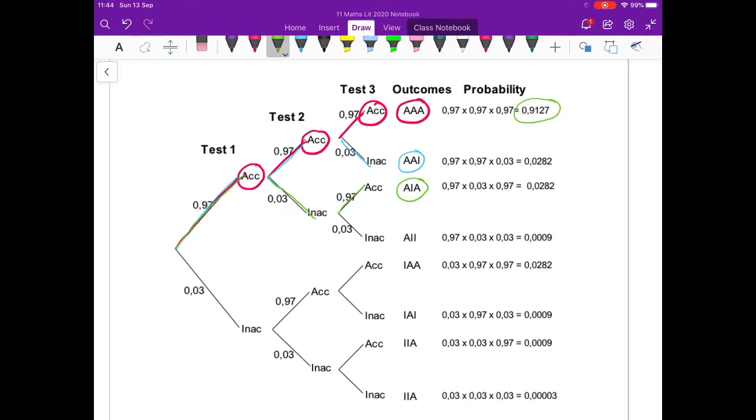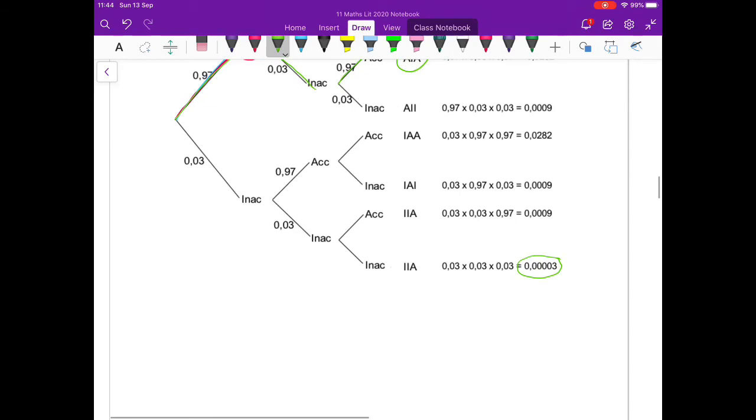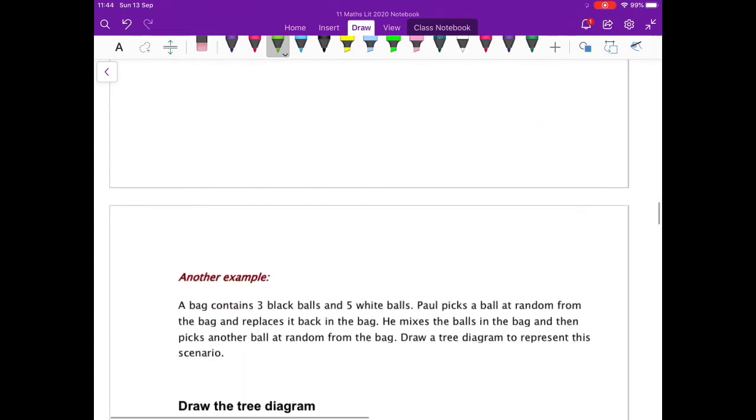So when we are working out the probability, we are going to multiply the results. And over here, you will see the probability of getting an inaccurate result or a false positive is 0,0003, which is very, very slim.